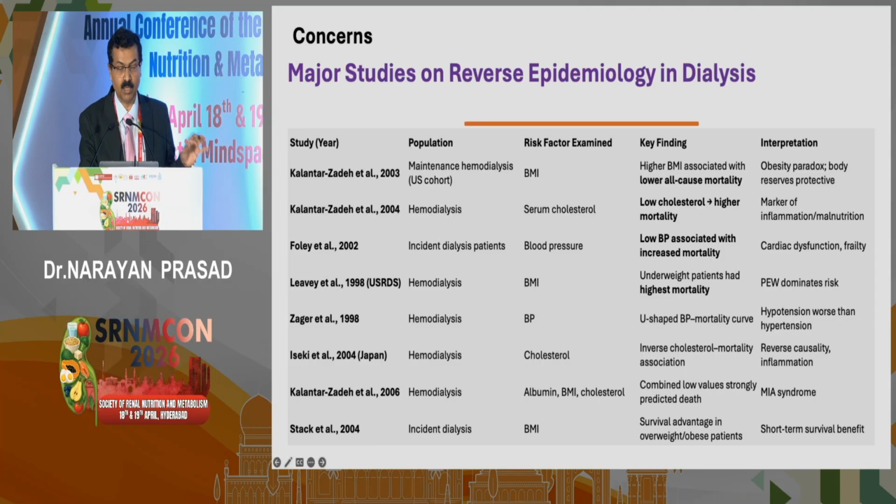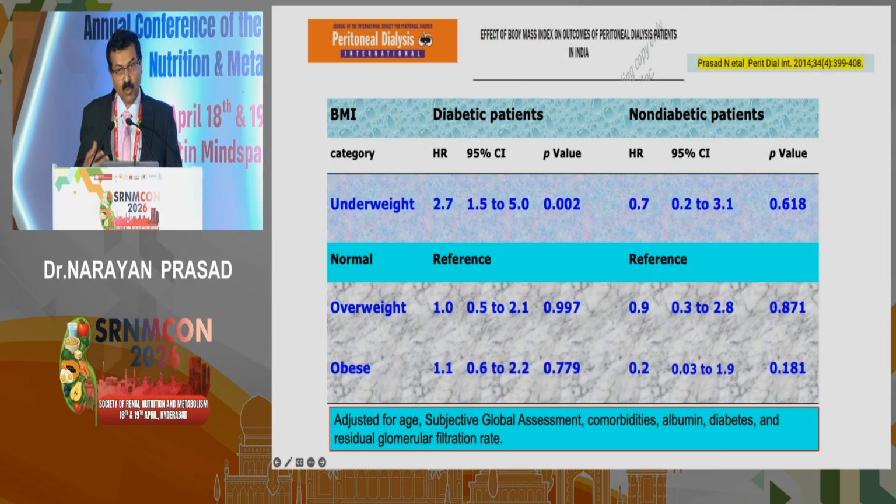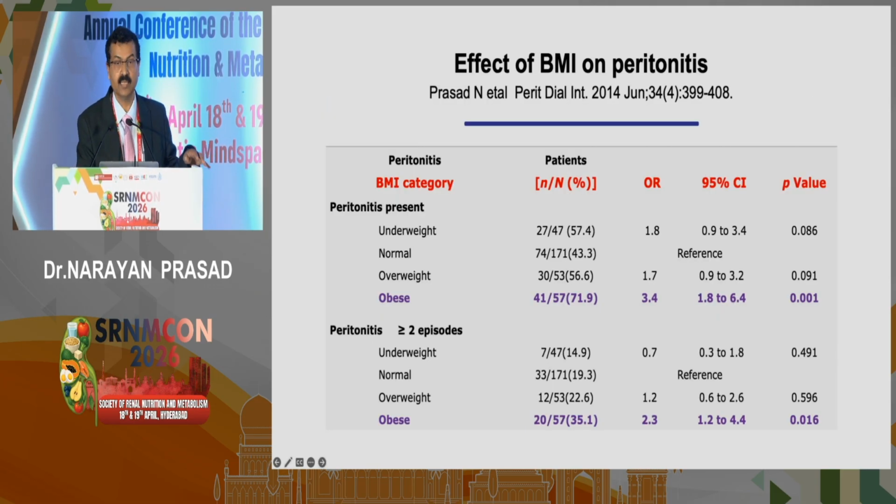Major studies on reverse epidemiology, I would like to take 2-3 minutes more. Reverse epidemiology is always in our mind. Since the beginning, we understood that dialysis patients who are obese do relatively better with higher BMI. Effect of metabolic syndrome: this is our own study, when we studied peritoneal dialysis patients and followed them for 5 years. What we observed is that metabolic syndrome is an independent risk factor for mortality in peritoneal dialysis patients. Another important study which we followed in peritoneal dialysis patients: underweight diabetics were at higher risk of mortality as compared to non-diabetic patients. And we have also observed that those patients who were obese had higher risk of developing peritonitis.